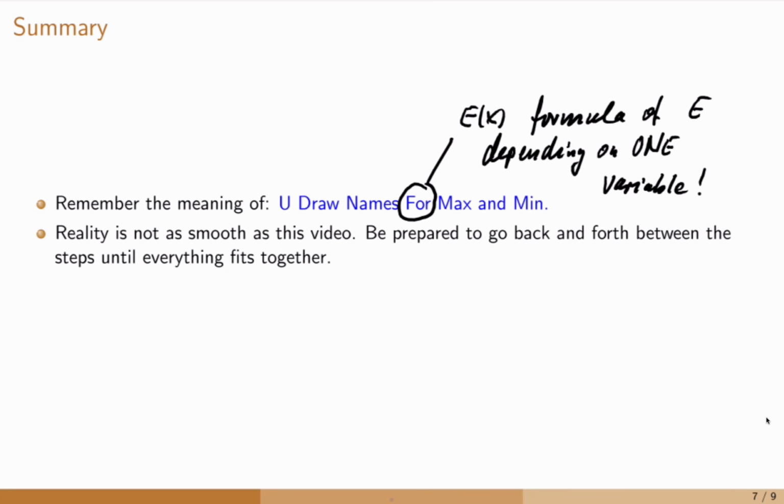Now I must also say reality is not as smooth as this video, so be prepared to go back and forth between the steps until everything fits together. So maybe at some point you forget to use the energy relation between water travel and land travel, so then you go back, introduce a new variable, and do it again. And if you ever have the chance to fly over water or over land, then you will see the difference.